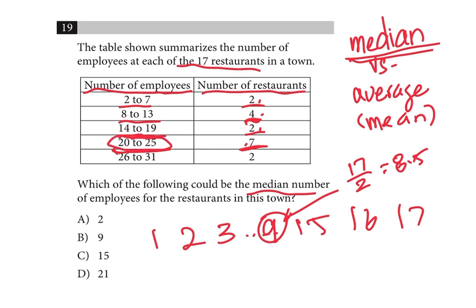So we're looking for an answer choice that lies between 20 to 25. If you look at our answer choices, it's definitely not A, not B, not C, and only D is a number between 20 to 25. So D is our correct answer.